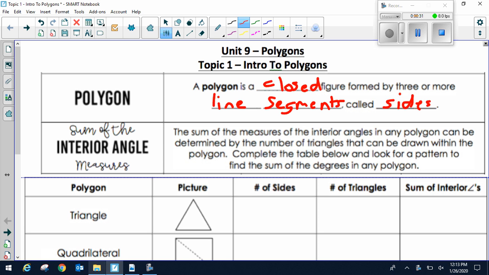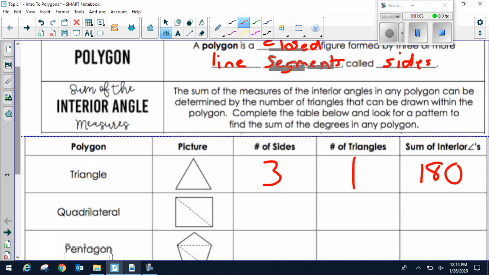The sum of the measures of the interior angles of any polygon can be determined by the number of triangles that can be drawn within the polygon. So let's go ahead and complete this table below. First, notice in a triangle you have three sides. And inside this triangle you've got one triangle. And we already know triangles add up to 180 degrees.